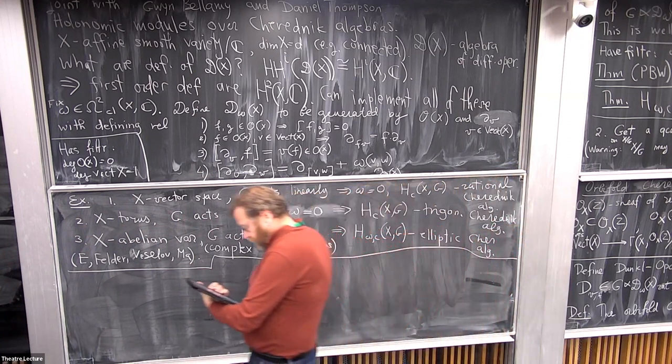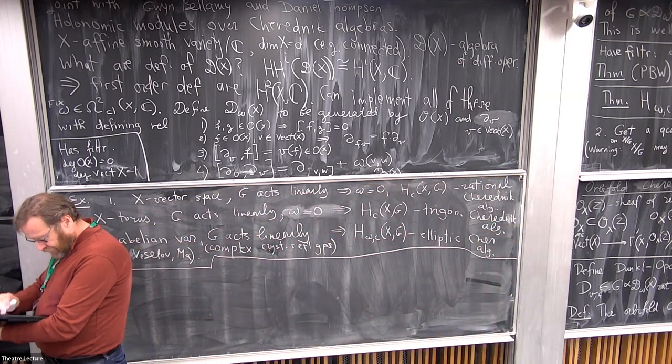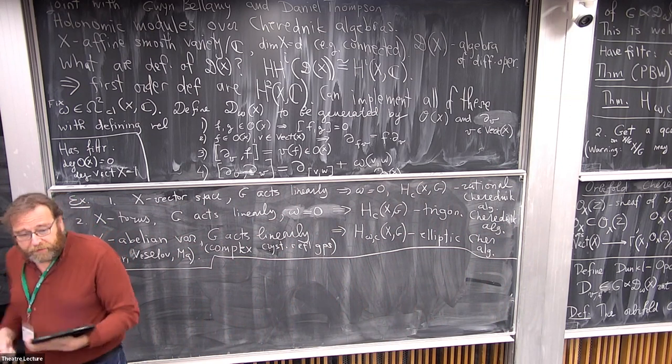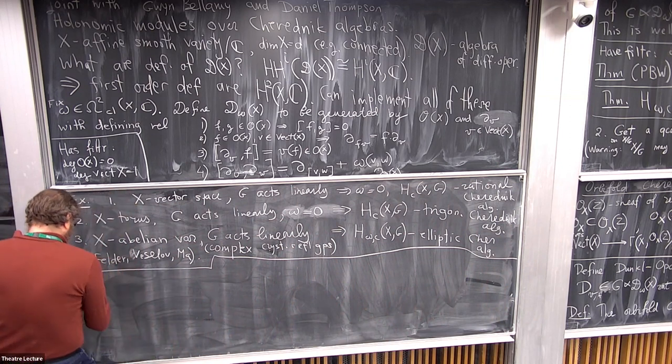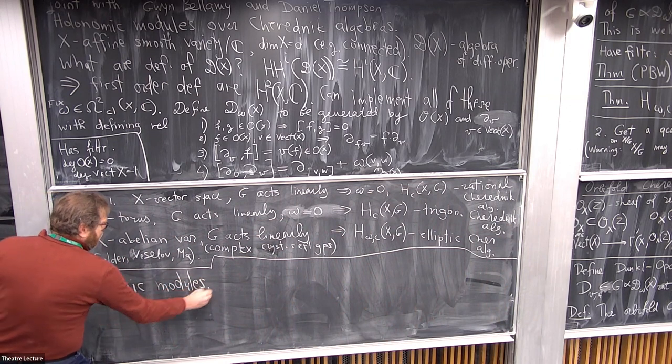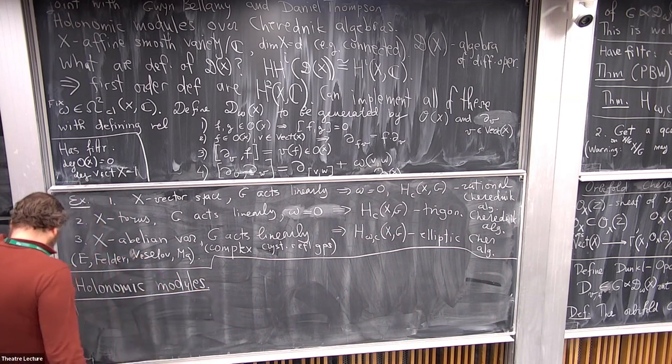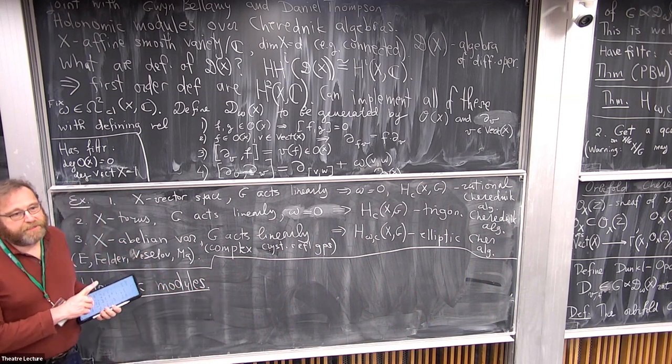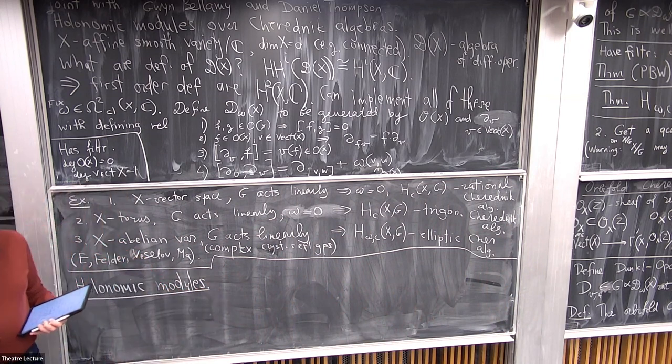Okay, so these are the examples, but there are certainly other examples. And now I want to talk about holonomic modules. So are there any questions up to this point? Okay.